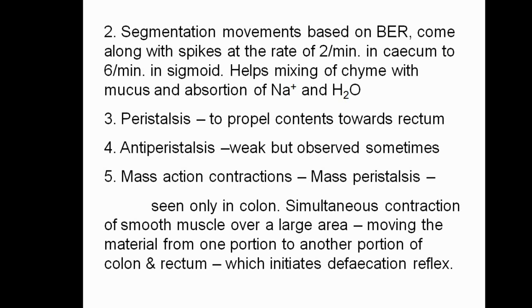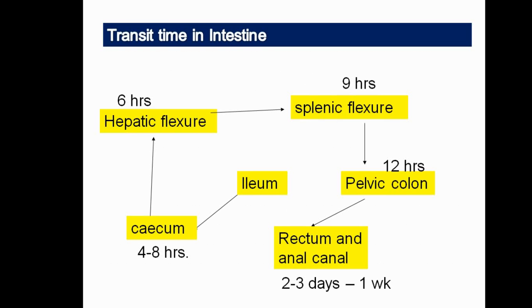The mass action contractions, known as mass peristalsis, are seen only in the colon. There is simultaneous contraction of smooth muscle over a large area, moving the material from one portion of the colon to another and into the rectum, which initiates the defecation reflex. The defecation reflex results from mass peristalsis.